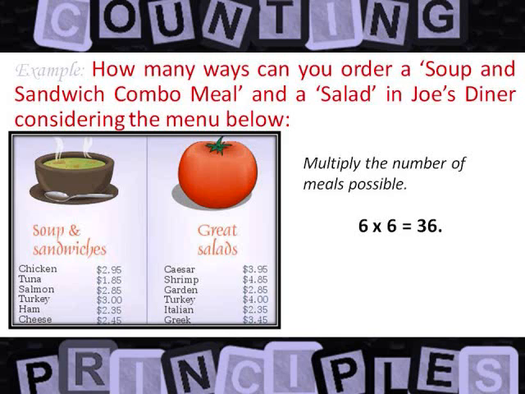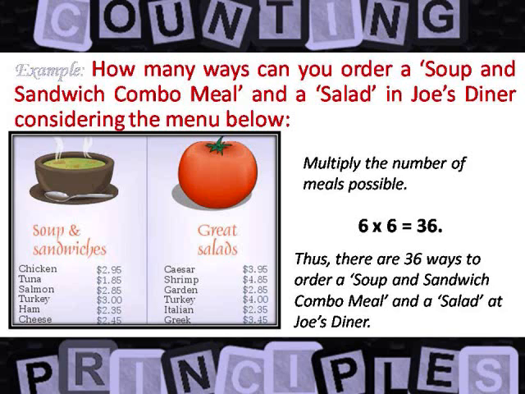We are taking an experiment in 2 stages. The first stage, the soup and sandwiches, and the second stage, salads. Thus, there are 36 ways to order a soup and sandwich combo meal and a salad at Joe's Diner.